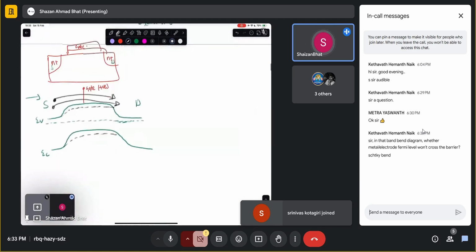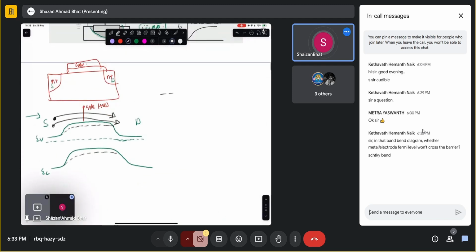What you are saying is that if this is the common Fermi level, this is the Fermi level of the metal, this is the Fermi level of this, and you have a bending something like this. So you're saying whether the metal electrode Fermi level won't cross the barrier. What does it mean for the Fermi level to cross the barrier? It doesn't make sense. I think you're talking about the electrons, right? You're not talking about the Fermi level.